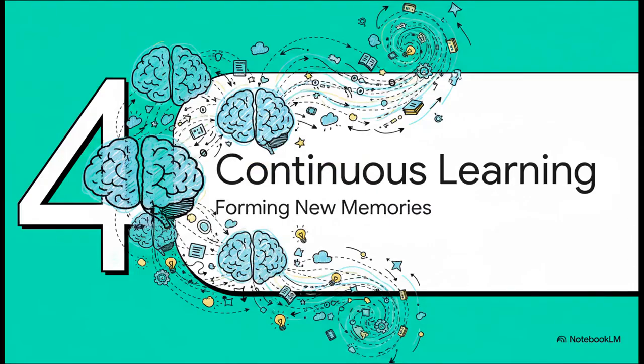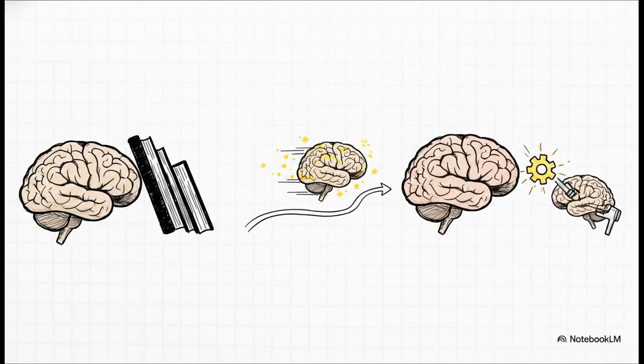It's wild. All right, part four, continuous learning and updating. So AI models don't just magically stay smart. They require very specific updating mechanisms.